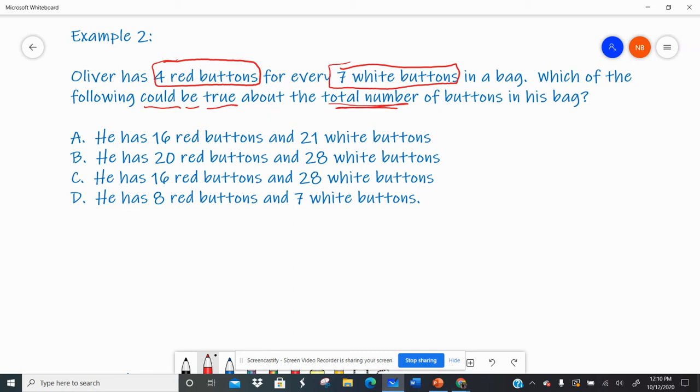So I have all of these different options. A, he has 16 red and 21 white. Or B, he has 20 red and 28 white. Or C, 16 red and 28 white. Or D, he has 8 red and 7 white.